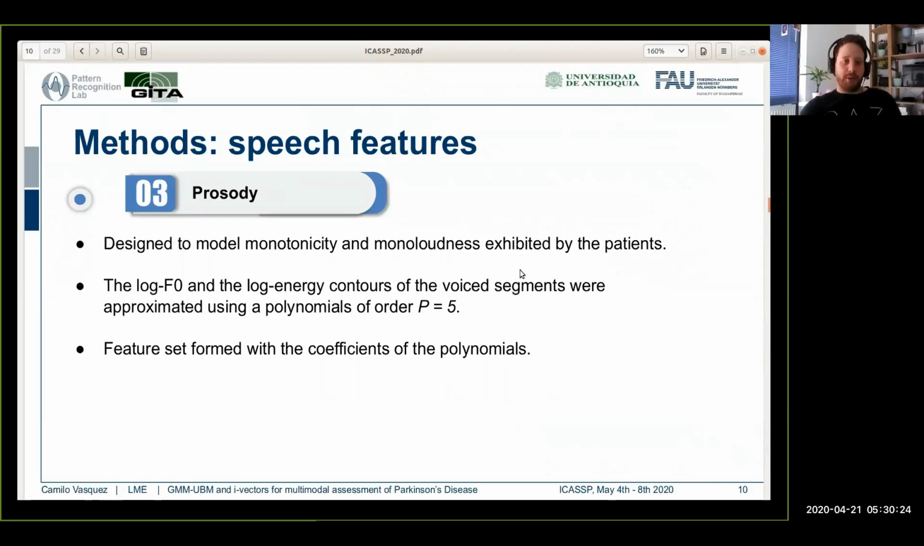The third speech feature set is prosody. It is designed to model monotonicity and monoloudness aspects of the patients. In this case, the logarithm of the fundamental frequency and the energy contours of voiced segments are approximated using a 5-degree polynomial to model factors like the slope, the curvature, the inflection points, among others. The coefficients of the polynomials are then used as the feature set.